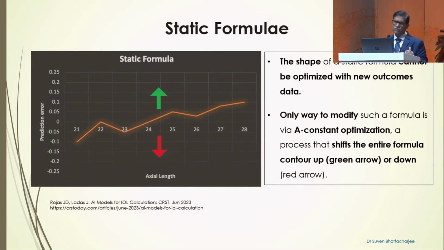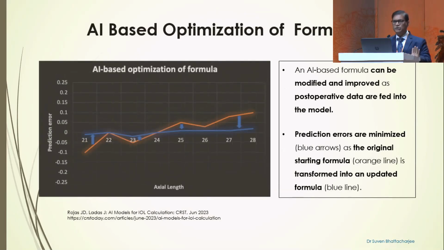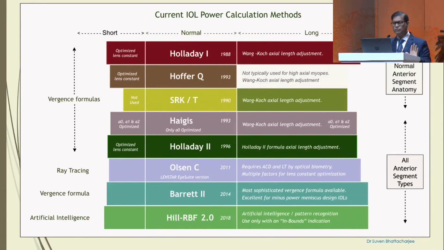Now, we have what is called static formulae and dynamic formulae. Static formulae are ones which you actually don't change over a period of time, and if you do a fudge factor for the A constant, the entire formula shifts up and down, which really has no value. The AI-based formulae, or the more current formulae, adapt dynamically with time, and as you will see, the orange line is where it starts, and that's off by a larger amount of variation in diopters, and as data gets added on, it comes closer to the blue line where you are as close to 0 as possible. This again is something we've been through many times in the morning.